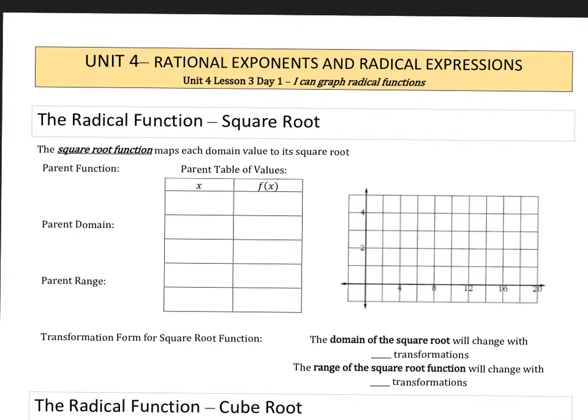Everybody. So today we are doing 4-4 day 1. This is just reviewing stuff that we did way at the beginning of the year. So the square root function maps each domain value to its square root.